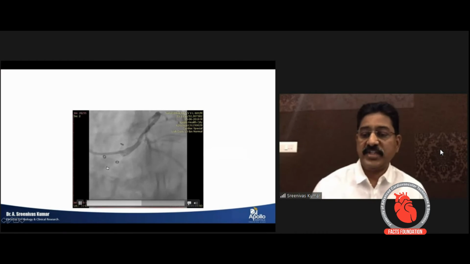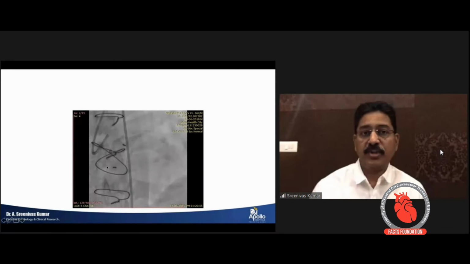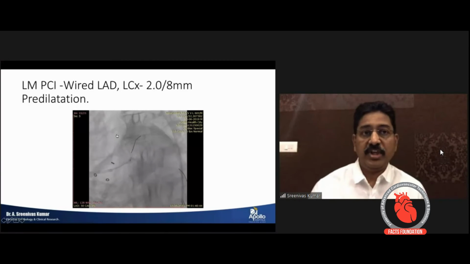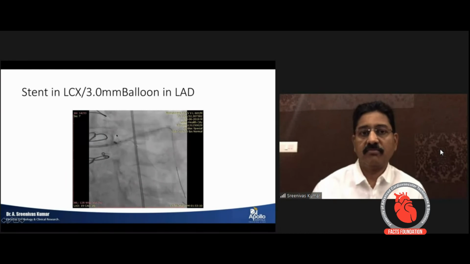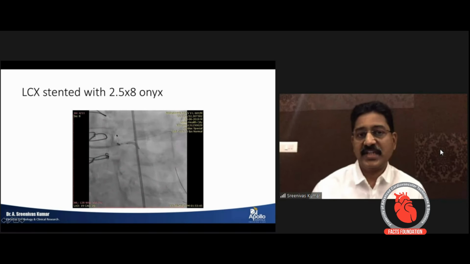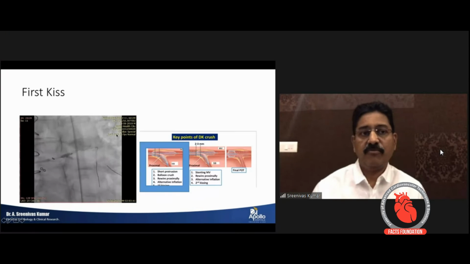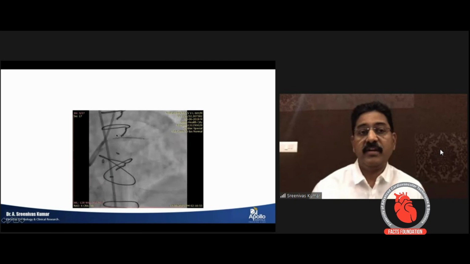That's how we decided to tackle this lesion first, before the TAVR, because this ischemia is very important, a critical left main here. So then we wired both vessels and did pre-dilatation. We did an LCX stent, mini crush type, here. Then DK crush, first kiss, then the LAD stent was again put there.